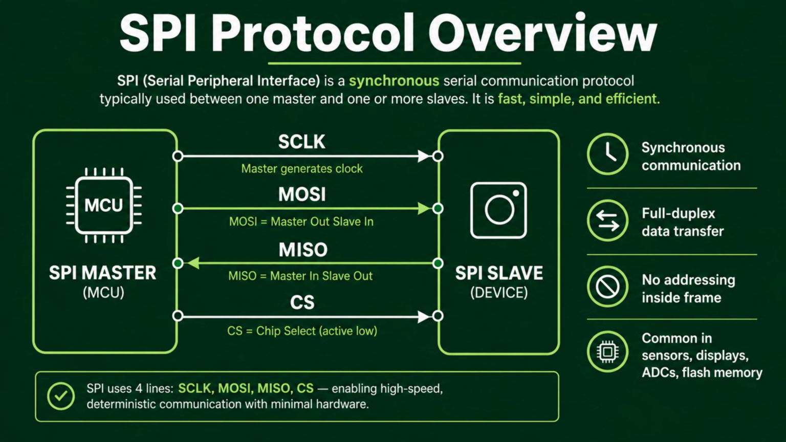SPI is popular because it is fast, simple, and deterministic. Unlike I2C, SPI does not include device addressing inside each data frame. Instead, the master uses a separate chip select signal to activate the required slave device.